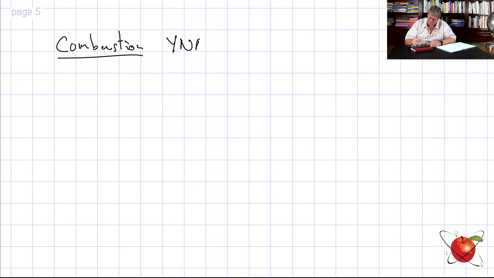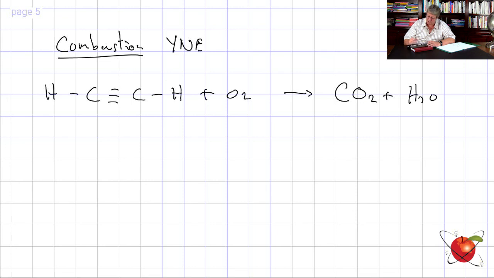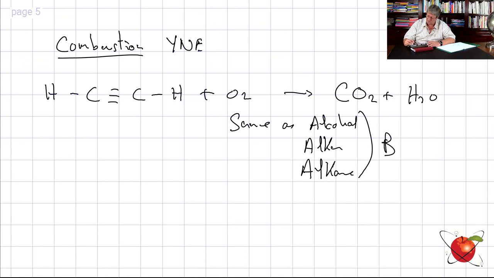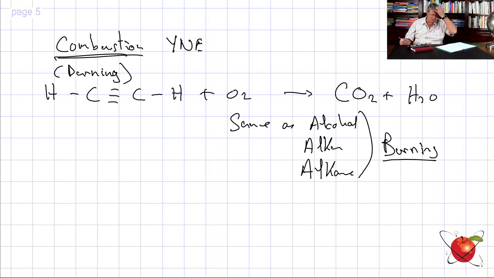The next piece of this is going to be where we say, okay, what about combustion? Combustion of an ine, it does exactly the same. This over here as an ane, with an H, okay, plus O2 always gives us CO2 plus H2O. It's the same as an alcohol burning, or an alkene, or an alkane burning. Okay, combustion is burning, right?